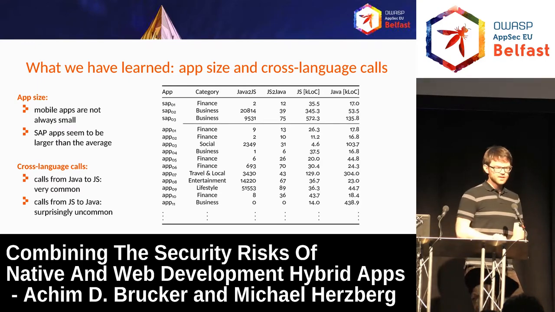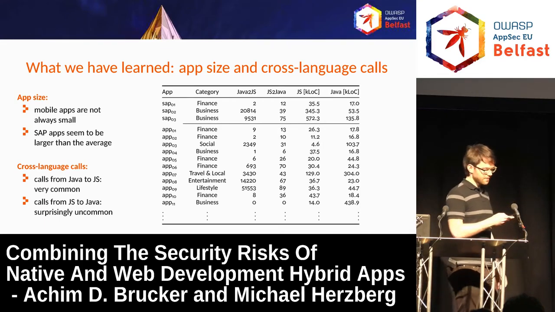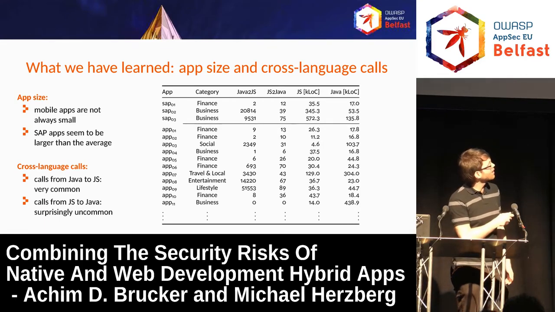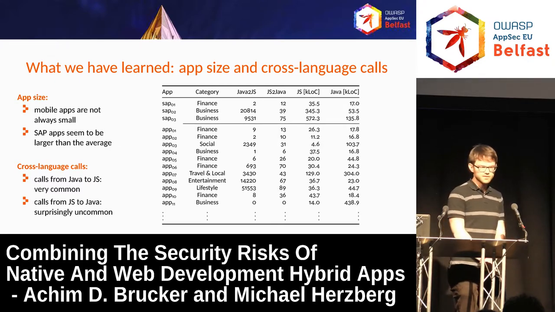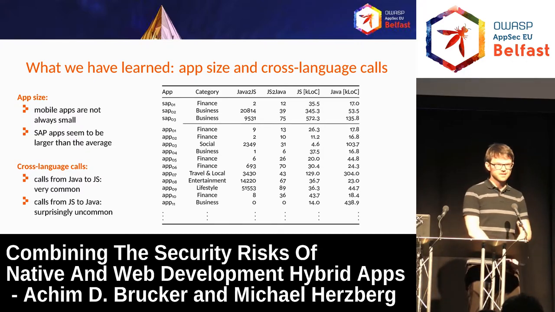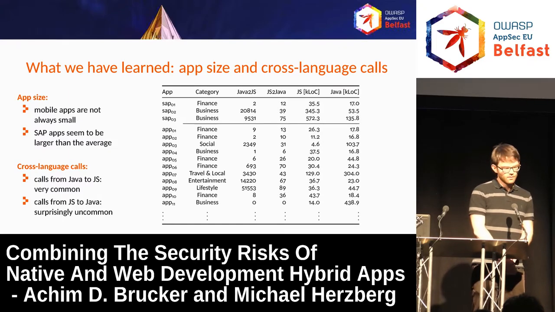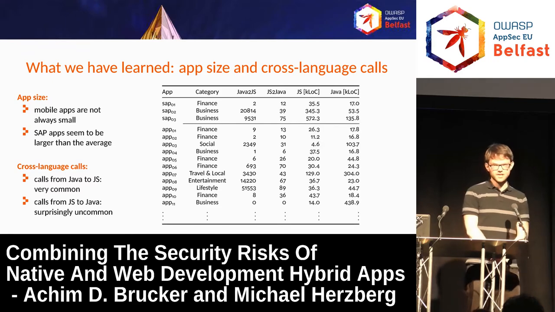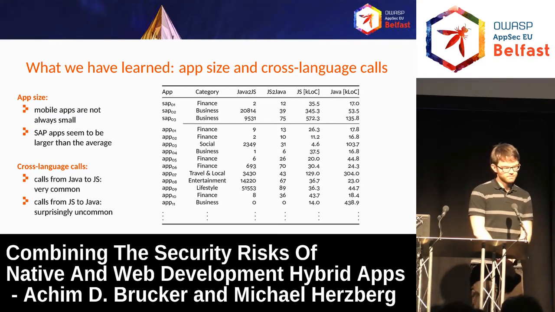We were also surprised to see that many of these Cordova apps are really big, especially the three from SAP that we had a closer look at. They had more than 300,000 lines of JavaScript in the second app, for example, and also quite a lot of Java, in a rather small mobile application. That is probably due to the large amount of libraries that they just include because they use the stack that they usually use for normal websites. They also use that to start with their Cordova applications.